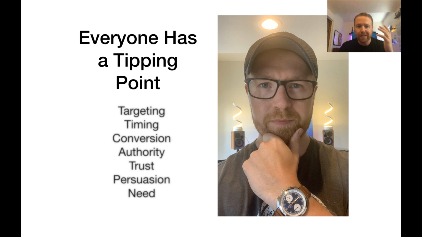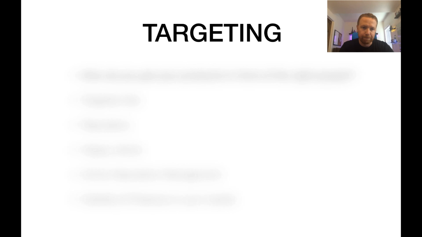So the 7 things I want to talk about today are targeting, timing, conversion, authority, trust, persuasion, and need. And you'll discover what each of those means and how it can be used and leveraged for your benefit in your own business's marketing, whether online and of course especially online, which is where I specialize. It's going to be a big benefit to your business if you just sit tight and enjoy the information that's coming. So first on the list then, targeting.